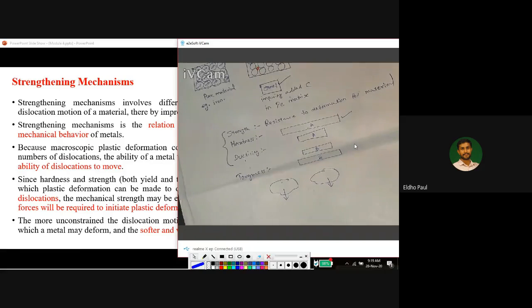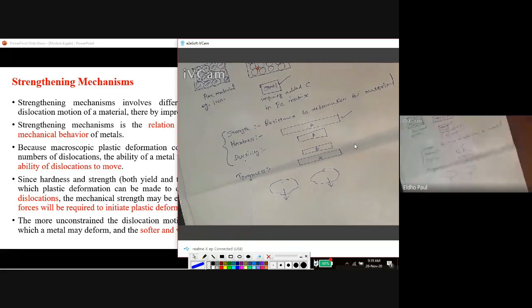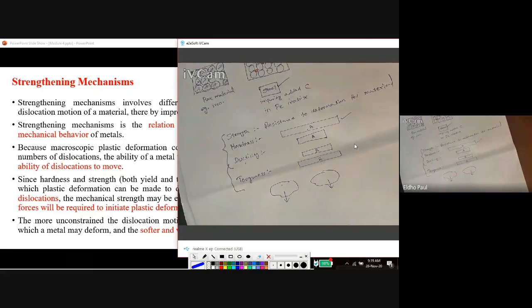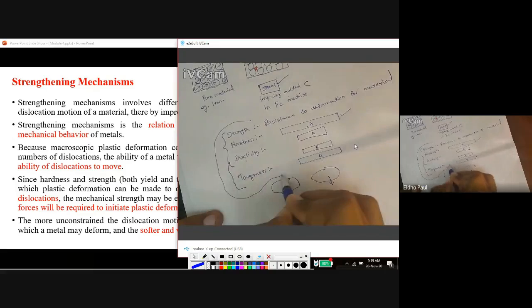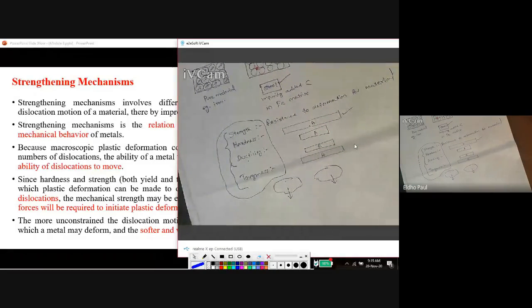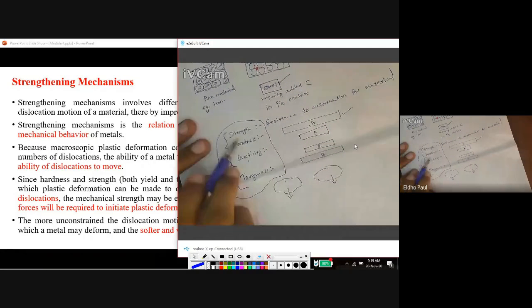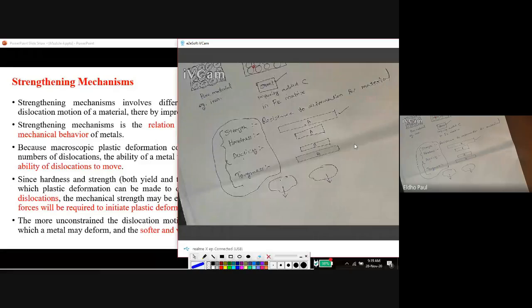So if the toughness is very low, then we can say they fail without any deformation, or we can say that it is very brittle in nature. Okay, so most brittle materials have less toughness, but ductile materials have higher toughness. So that is also another important mechanical property. So next we are going to discuss how we can improve these mechanical properties. These are very essential properties for an engineering material.